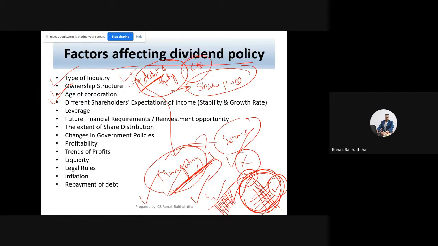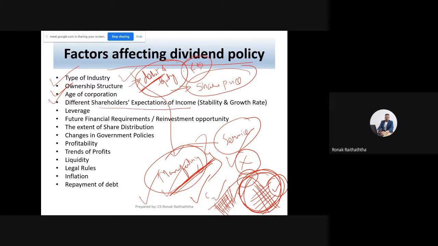So what is the age of the corporation? Whether it is a newly established startup, or it is at a saturation stage, or it's a very, very old company, or it is at the downward stage now, say Parle biscuits. The amount of sales has been continuously falling for many years. And accordingly, the dividend payment will differ.